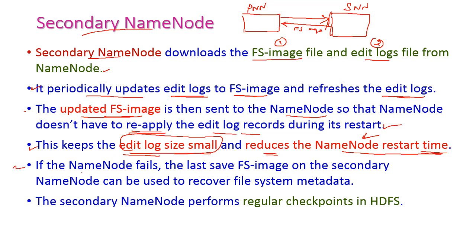And if the primary name node fails, that is, if there is a failure in the primary name node, the last saved FS image on the secondary name node can be used to recover the file system metadata. We can use the FS image file which is already saved in the secondary name node to recover all the file system metadata. So the secondary name node performs regular checkpoints in HDFS, that is Hadoop Distributed File System. This is another very important advantage of using the secondary name node.